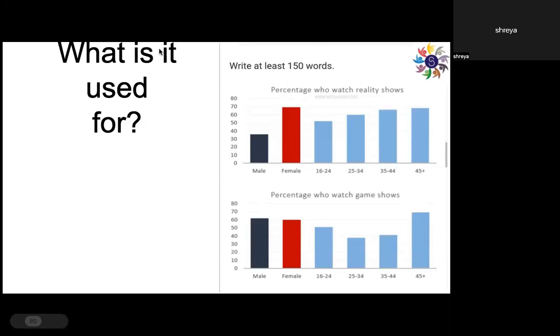Now look at this one. See, here we have got bar graphs, right? And it is used, of course, to show a particular trend, that how certain things have gone. So this is called the y-axis, and this is called the x-axis, as you people know in statistics also. Here we can see males, and here females also are given. Here their age group is also given. Now the topic is percentage who watch reality shows and percentage who watch game shows.